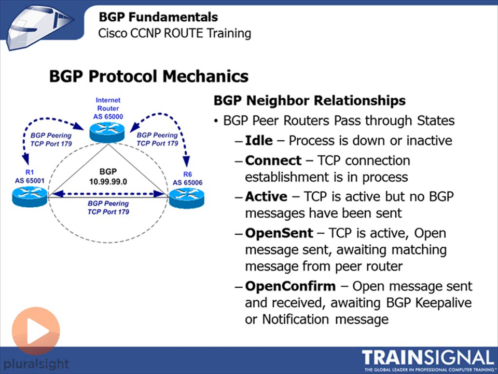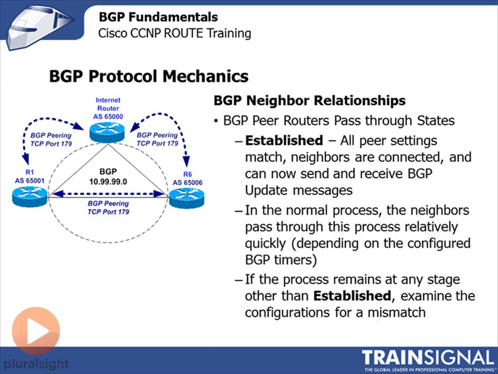Active means that the TCP connection is established, it's up between neighbors, but no BGP messages have been sent to the peer. Open sent is when TCP is active, the open message is sent, and that particular router is awaiting the matching open message from the other router. Then there's open confirm, which is when the open message is sent and received, and the BGP keepalive or notification messages are what's being waited on. And then finally, the last state is established. This is the desired neighbor state for BGP neighbors. It means all the peer settings match, the neighbors are connected, and exchanging BGP messages is now possible.